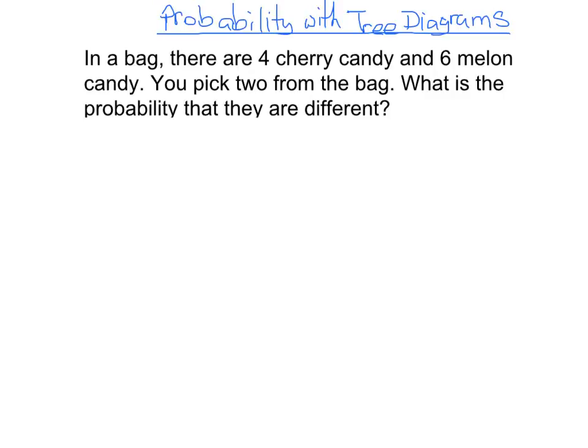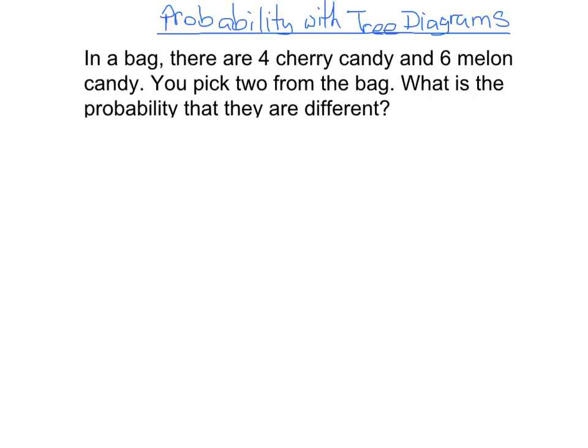We're going to take a look at probability with tree diagrams. Tree diagrams really are just a visual so that you're able to see how probability works. You're able to visualize all the outcomes. So in this example, there's a bag, and the bag has 4 cherry candy and 6 melon candy. So in all, the number of candy is 10. You need to pick 2 from the bag.